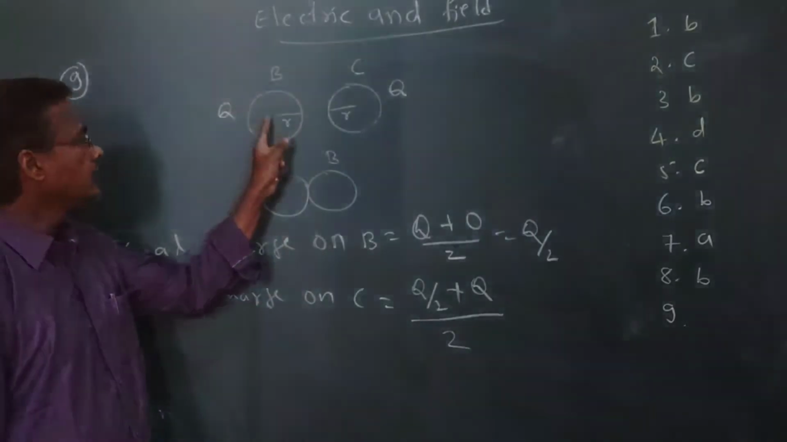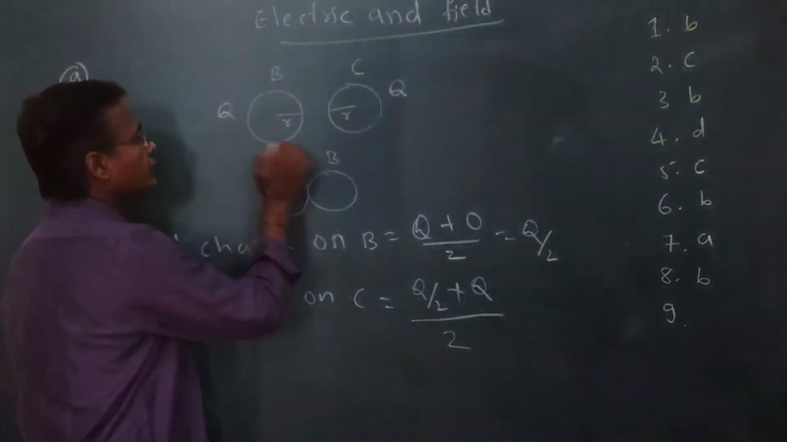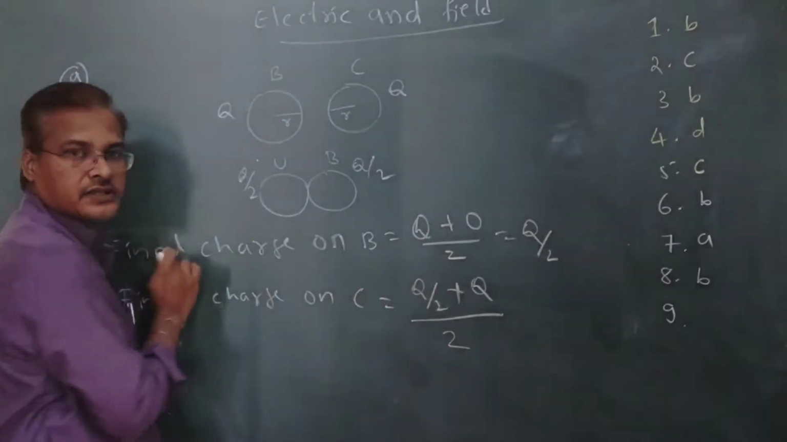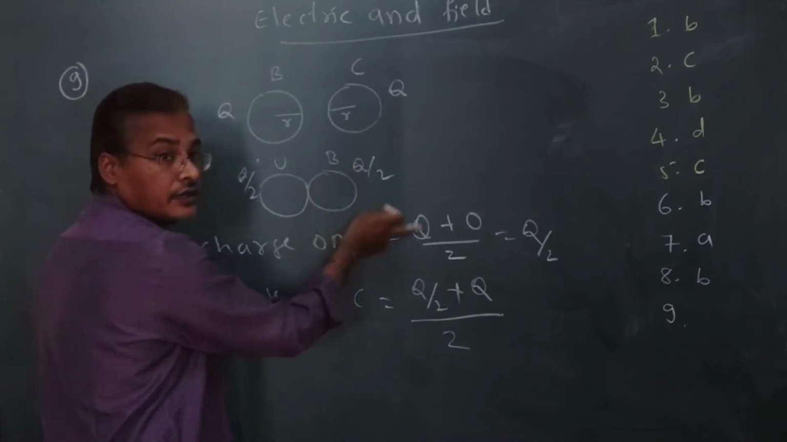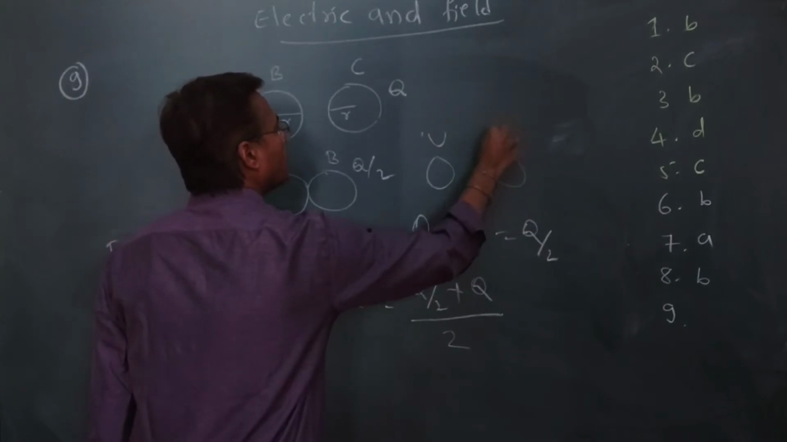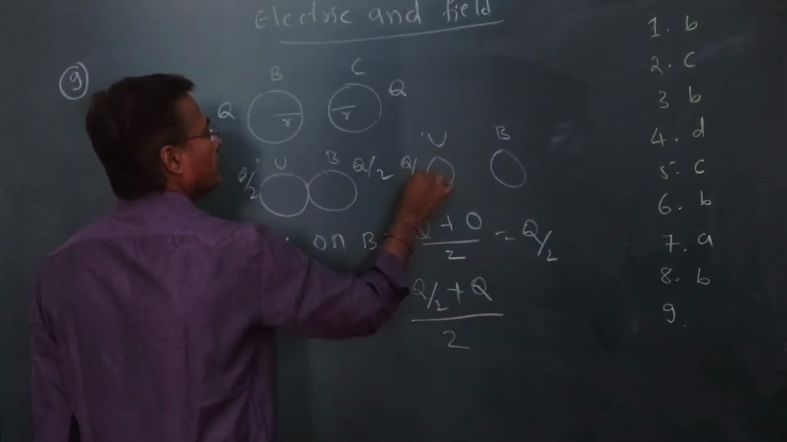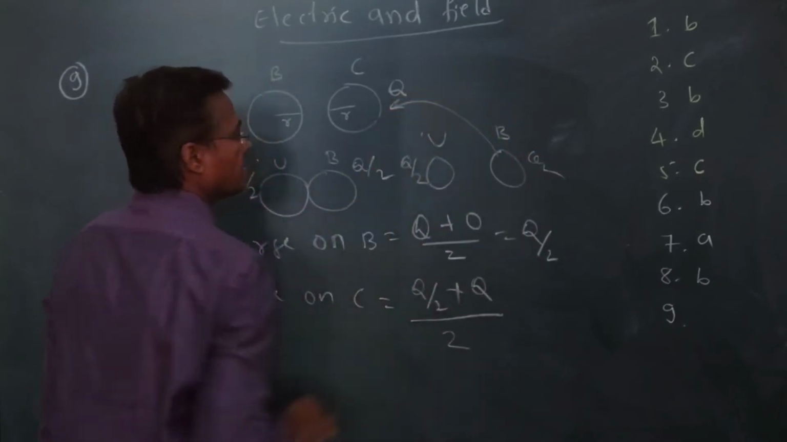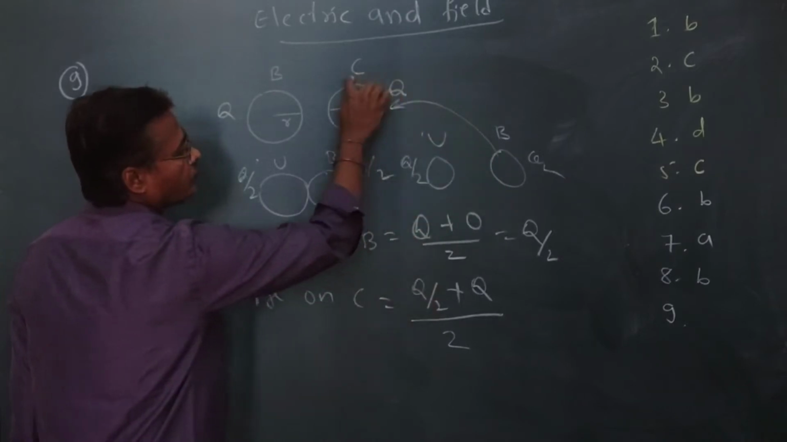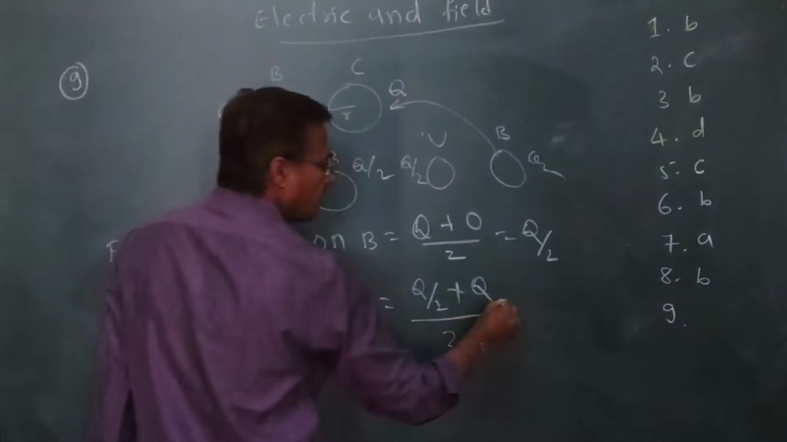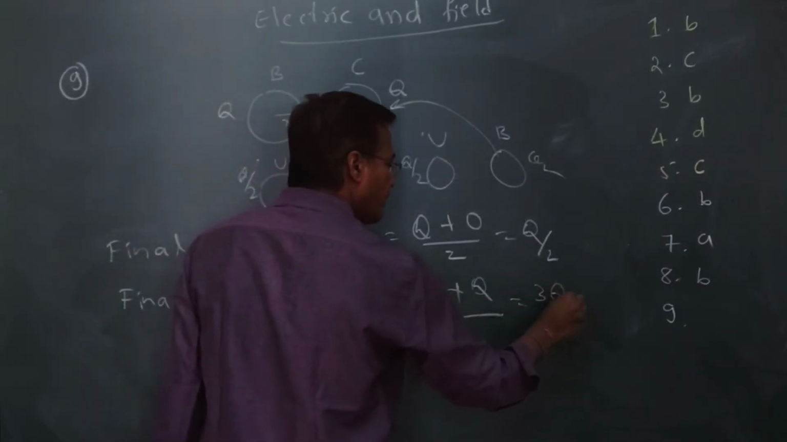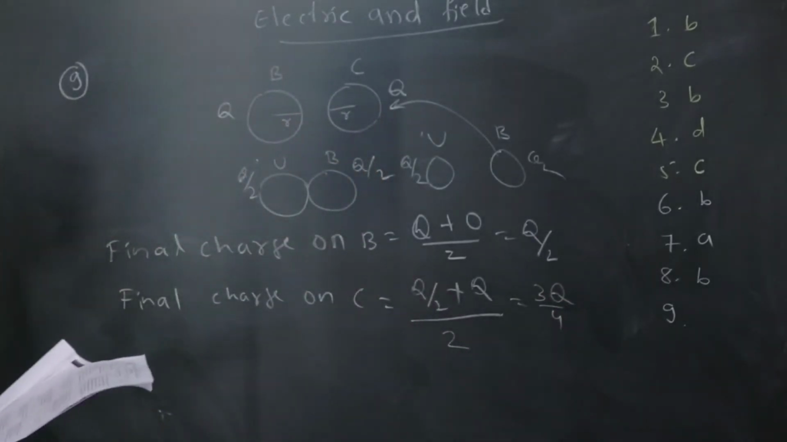Now when this is touched and separated, the charge inside it becomes Q by 2, so this is half. So the final charge on B is Q by 2. When it is touched to C, Q by 2 plus Q, divided by 2, half of this sum. So then what we get is 3Q by 4. Okay, 3Q divided by 4.